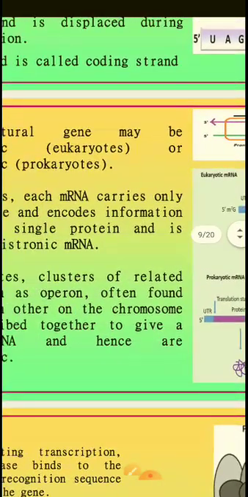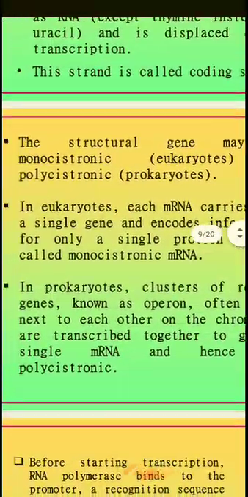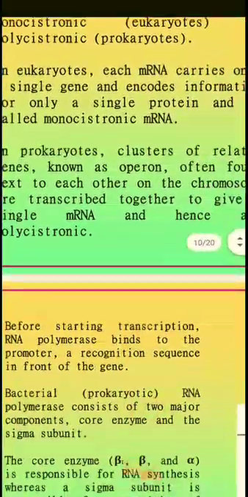DNA means what? Thymine is present. Uracil is present only in the RNA. Thymine is present in the DNA.